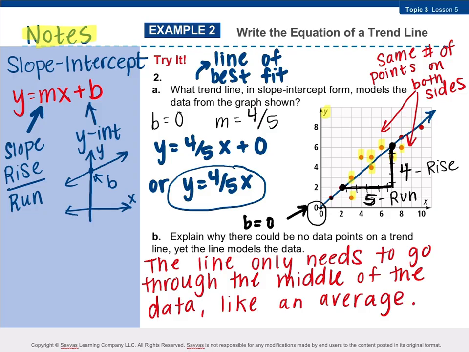I don't need it to go through any of the points individually because it just has to go through the middle of the data, like an average. That doesn't mean it crosses through the actual points. It's just going through the middle of the cloud.